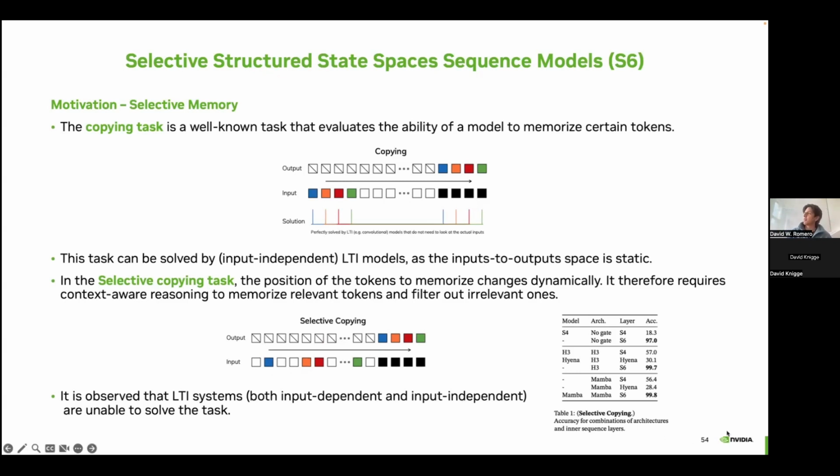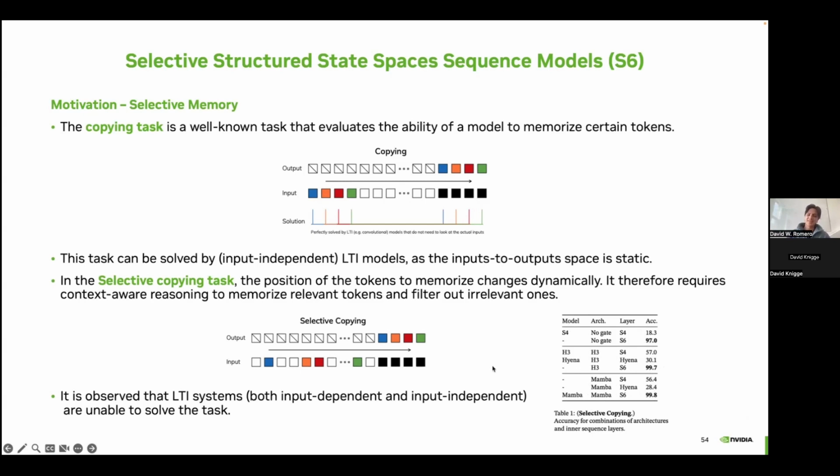selectively choose which parts of the input you are going to get into the output, right? And what they show in the paper is that existing models like S4 or H3 or even Hyena were unable to solve this task. But the model that they propose, called Mamba, and also transformers, are able to solve the task without any problem.